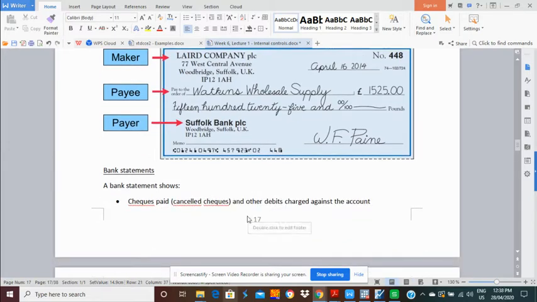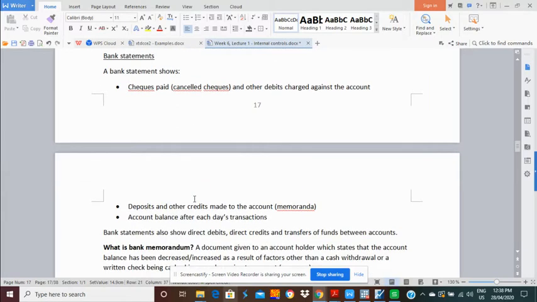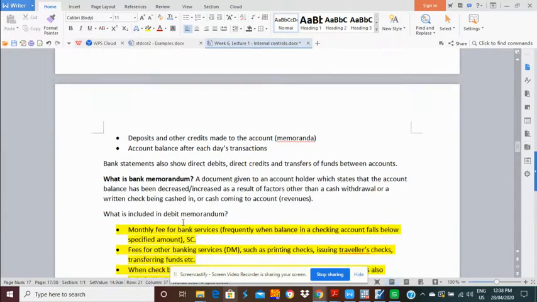And if you have a bank account, then you will have bank statements. So the bank statements will show all the information regarding checks paid and canceled checks. It will also include information about your deposits and other credits made to your account, and it will report, of course, the account balance after each transaction, after each day of the transaction.